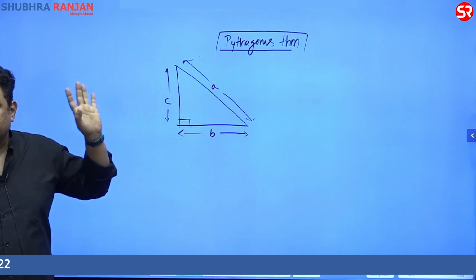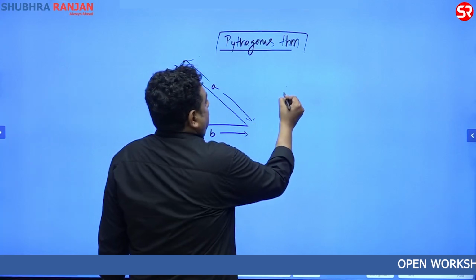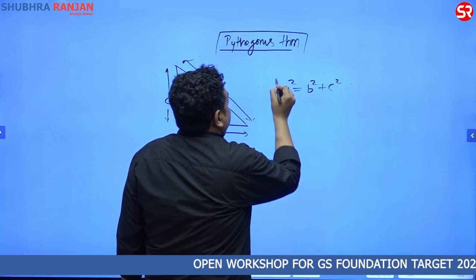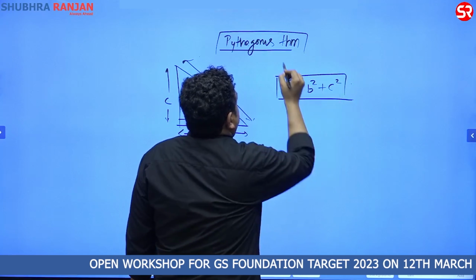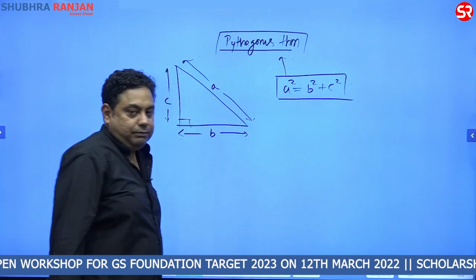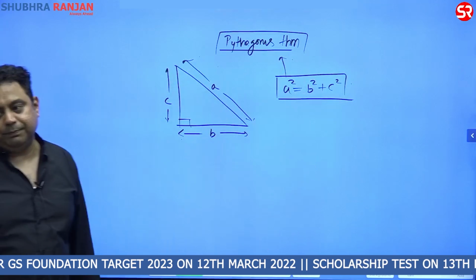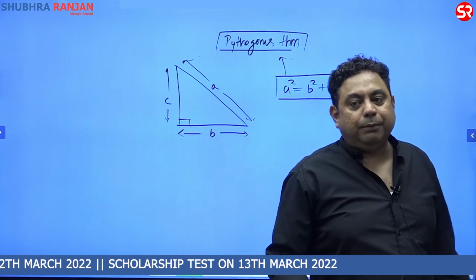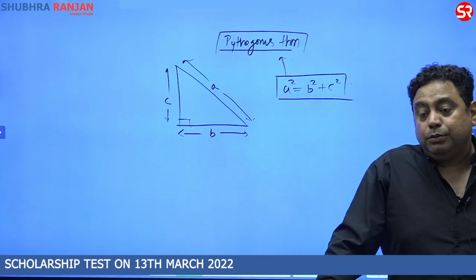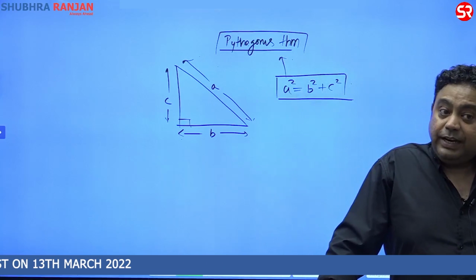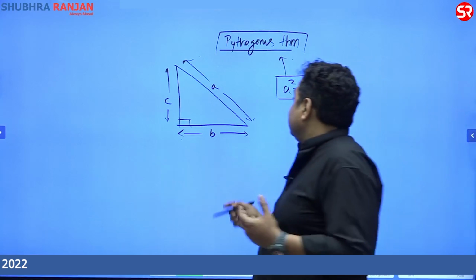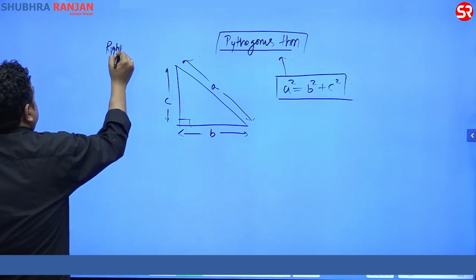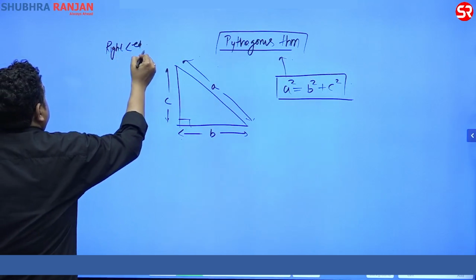That's called the hypotenuse. And the square of the longest side is equal to the sum of squares of the other two sides. This started being called Pythagoras theorem. Listen, important: the square of the hypotenuse is equal to the sum of squares of the two other sides. This is what they realized for a right angled triangle.